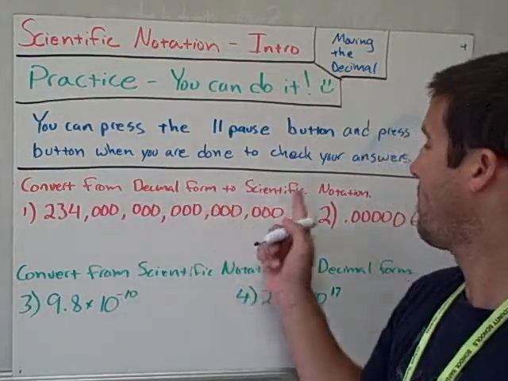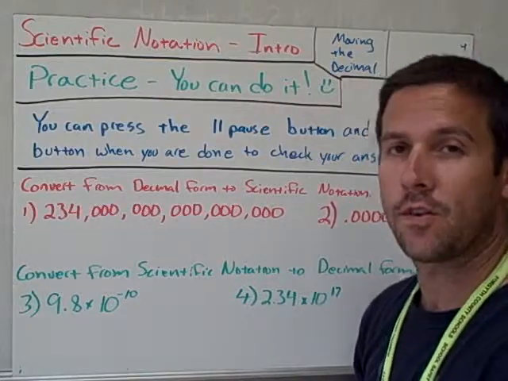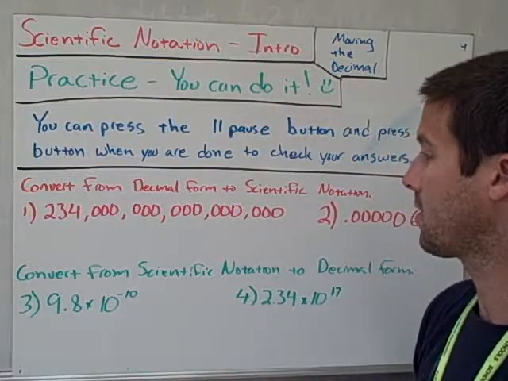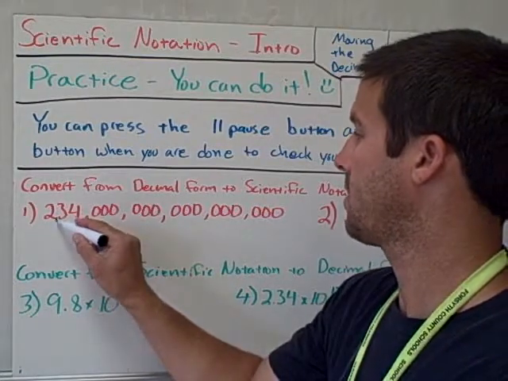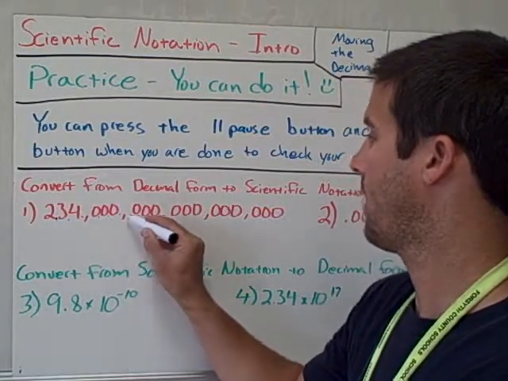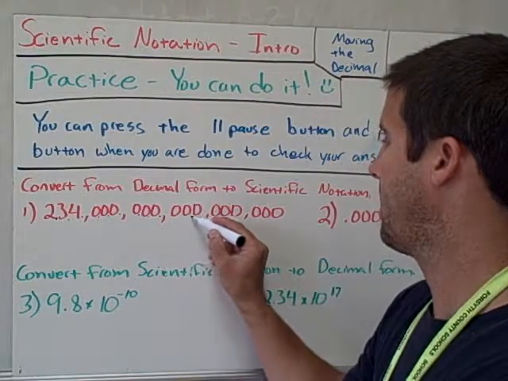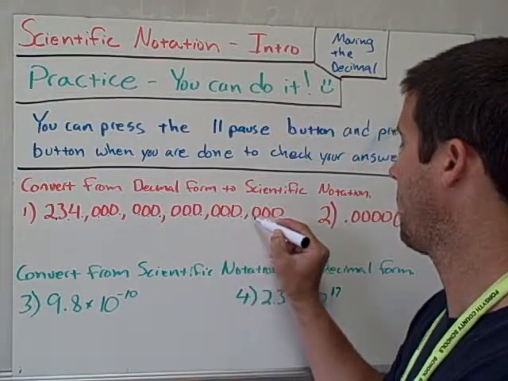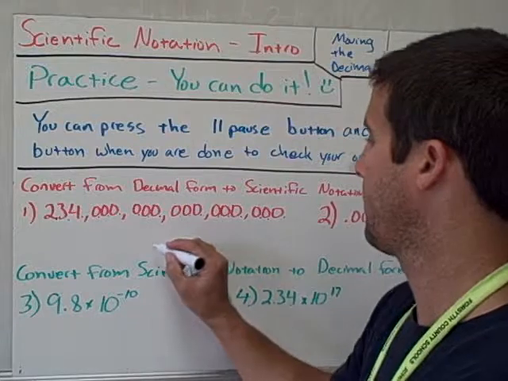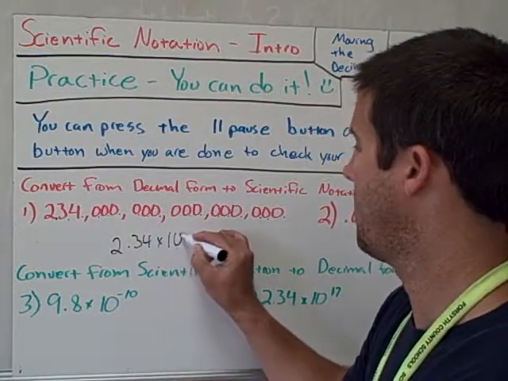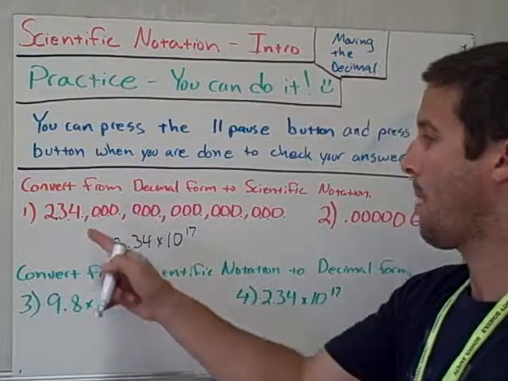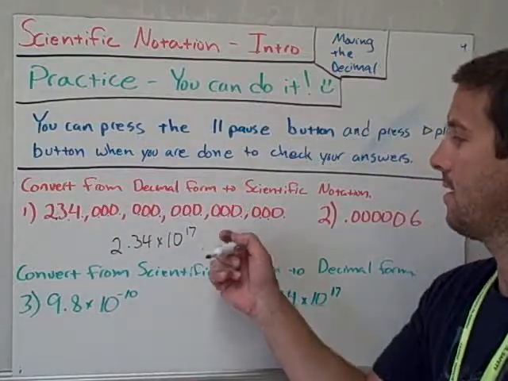Convert from decimal form to scientific notation. I'll do these real fast because you're just checking your answers. All right? My decimal would go here. I'm going to count how many spaces. 1, 2, 3, 4, 5, 6, 7, 8, 9, 10, 11, 12, 13, 14, 15, 16, 17. So I have 2.34 times 10 to the 17th power. And that is that answer right there.